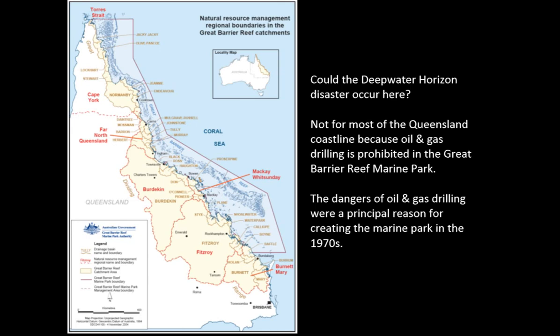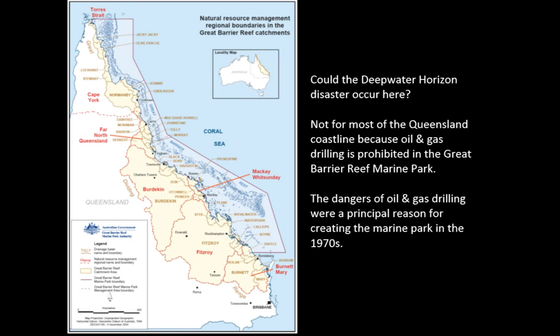Now, I just mentioned before we wrap up this lecture, could the Deepwater Horizon disaster occur here in Queensland? The simple answer is no. The main reason is that in the 1970s, we created the Great Barrier Reef Marine Park. The reason we created that was to stop oil and gas development in the Great Barrier Reef, and also mining of the Great Barrier Reef.